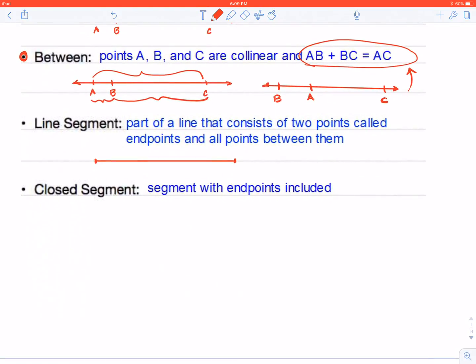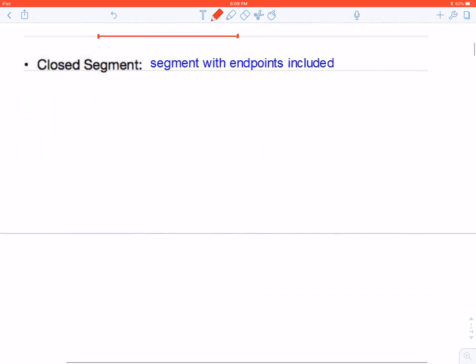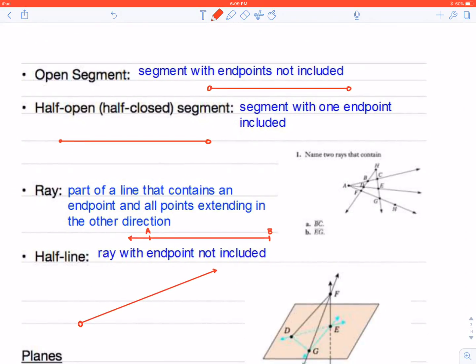Line segment includes the two ends. Quite frankly, a closed segment and a line segment are essentially the same thing. Open segment does not include the two ends, and half open, one end is included, one end is not included.